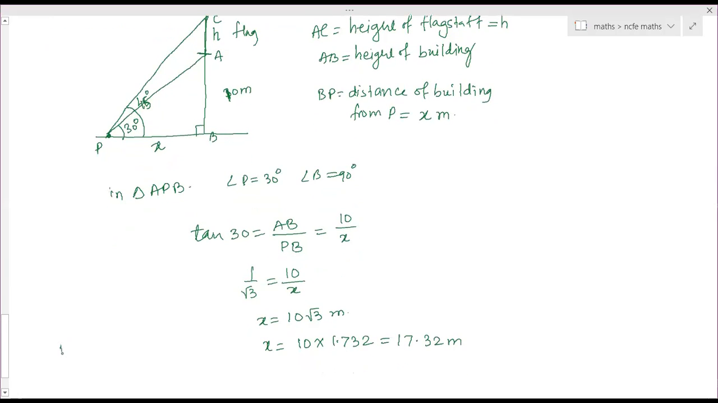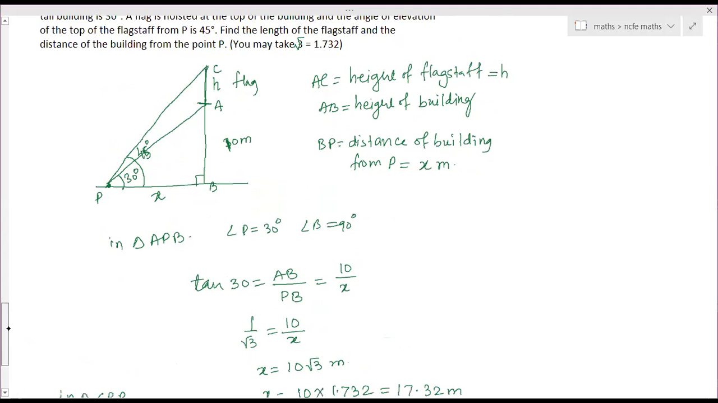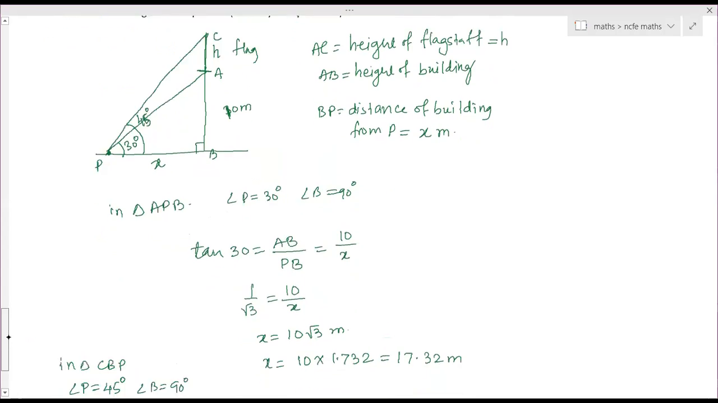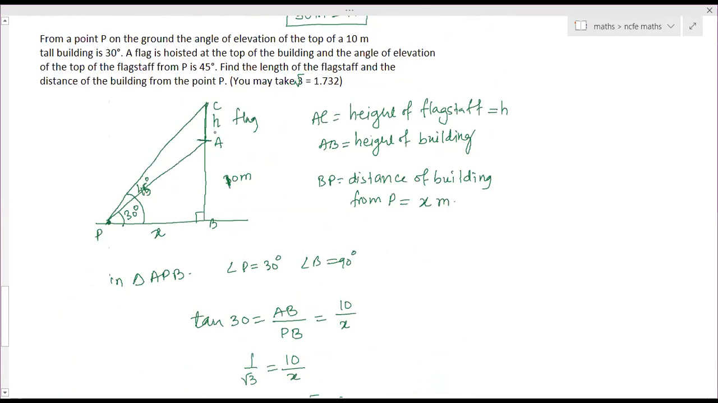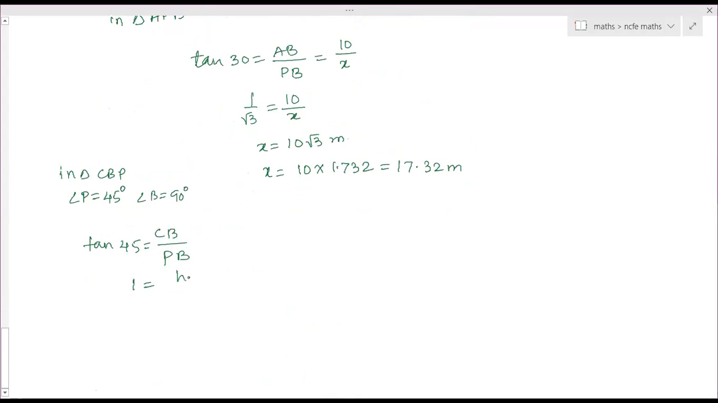So in triangle CBP, angle P is equal to 45 degree and angle B is equal to 90 degree. So here also we have to use the tan value only. Tan 45 is equal to CB by PB. So tan 45 is 1 is equal to CB by the distance. The full CB is CA plus AB. CA is h and AB is 10. So whole thing CB is h plus 10.